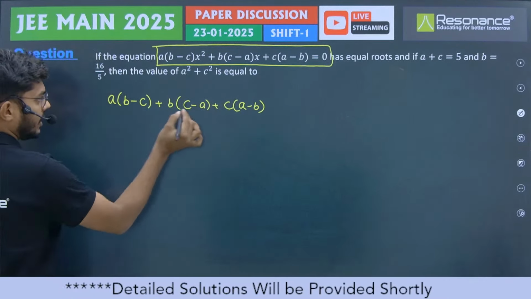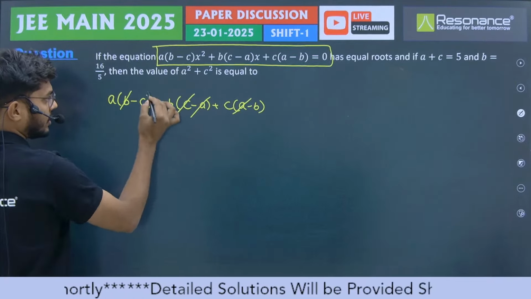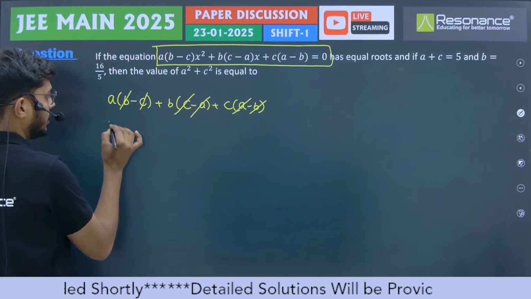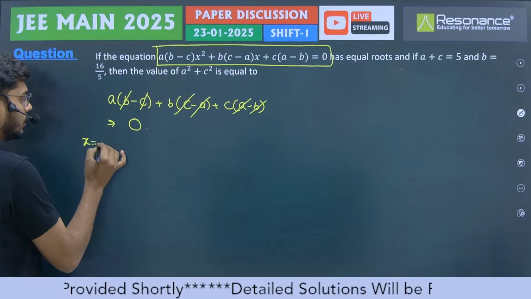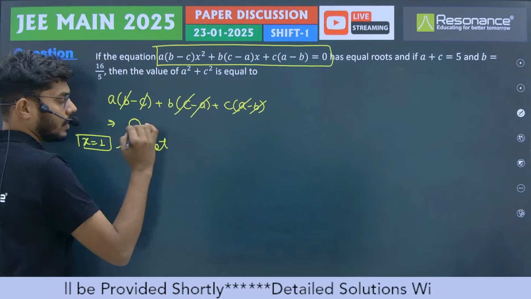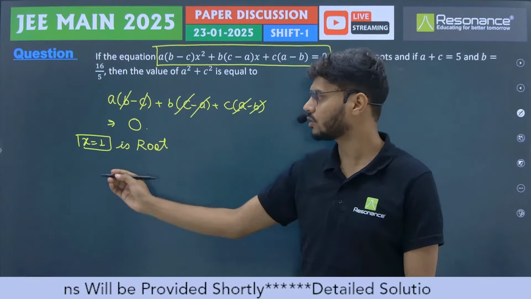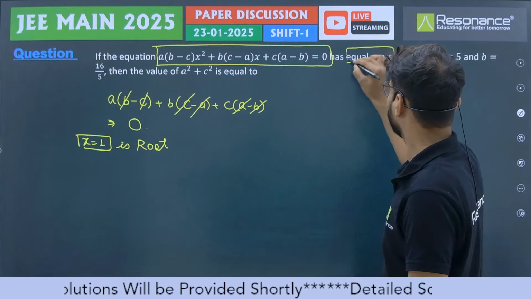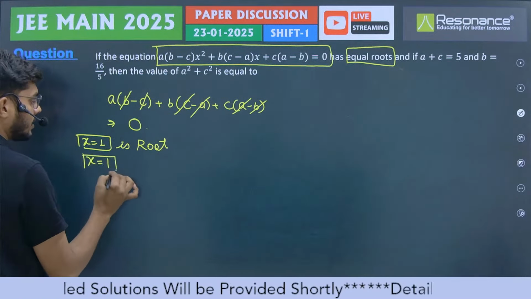I can say ab cancels out, ac cancels out, bc and bc cancel out, ac and ca cancel out, right? So I will get 0. It means x equal to 1 is a root of the equation. As we remember, if the addition of all the coefficients in a polynomial equation is 0, then x equal to 1 is a root of the equation. They said equal roots. Equal roots means x equal to 1 is a root twice.